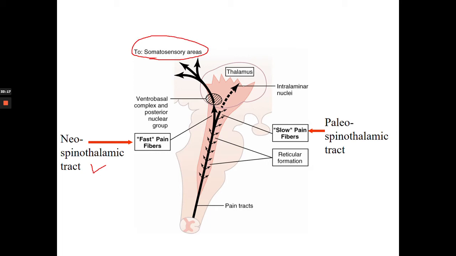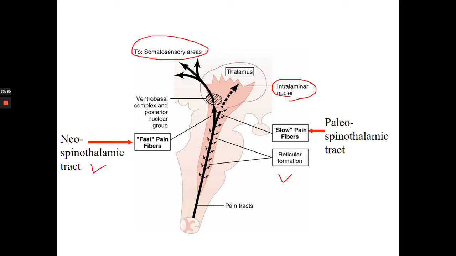Look here at the slow pain. Most of the fibers end at the reticular formation of the brainstem, that is important for activation of the reticular activating system, to activate the cerebral cortex and awaken that person. Some fibers go to the ventrobasal complex and the intralaminar nuclei. What goes to the intralaminar nuclei also goes to the hypothalamus. They are important for the emotional aspect of pain.